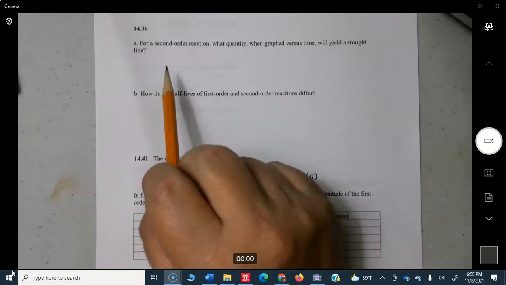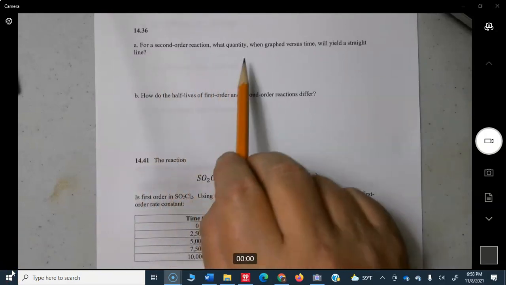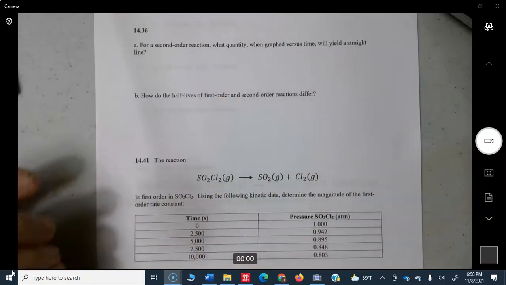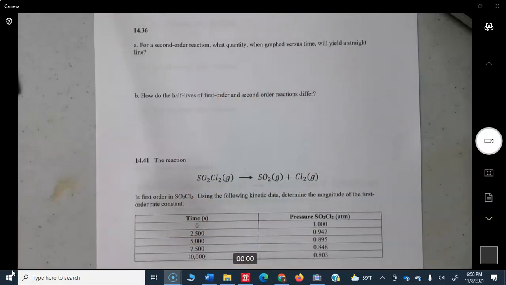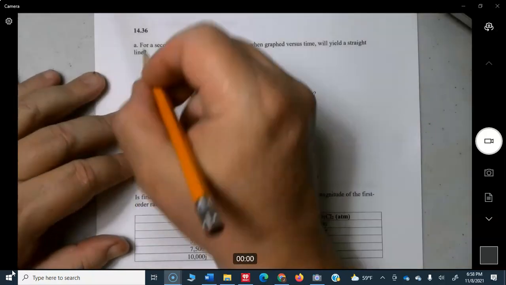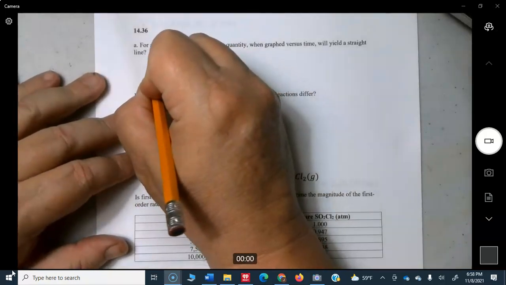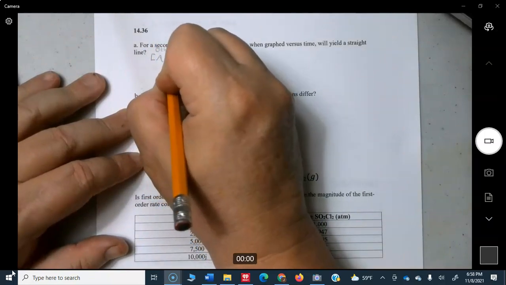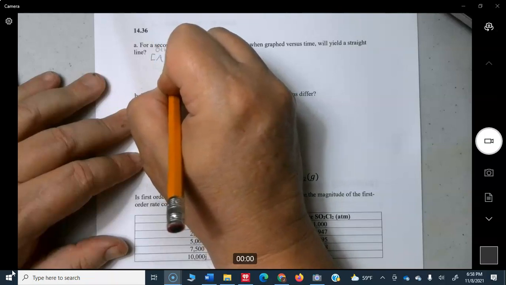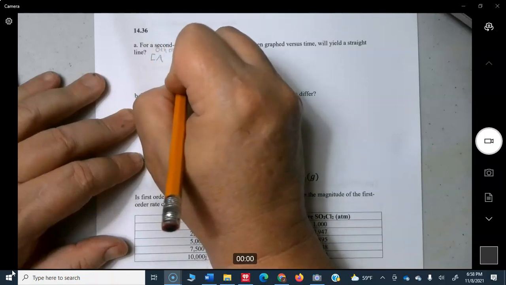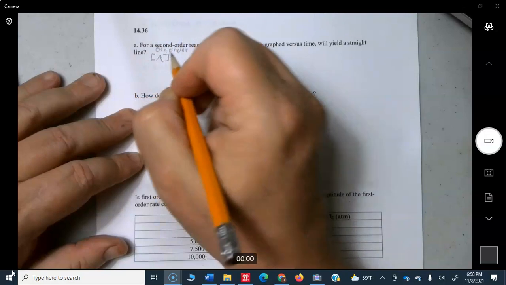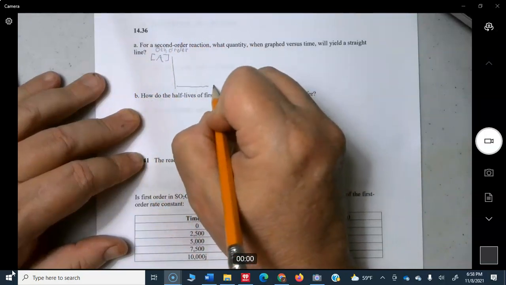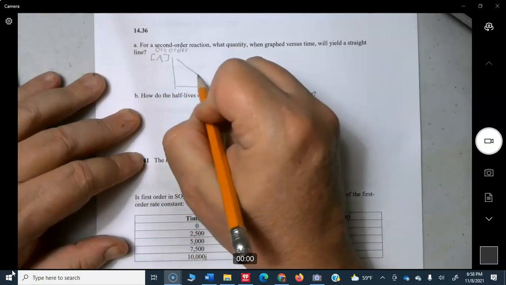Okay, 14.36. For a second order reaction, what quantity when graphed versus time will yield a straight line? So you should have these memorized for zero, first, and second. So let's do all three of them just to reinforce it. For a zero order reaction, when you graph the concentration versus time, you get a negatively sloping straight line.